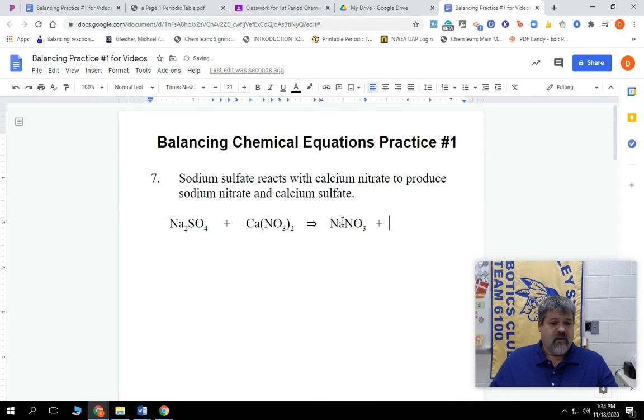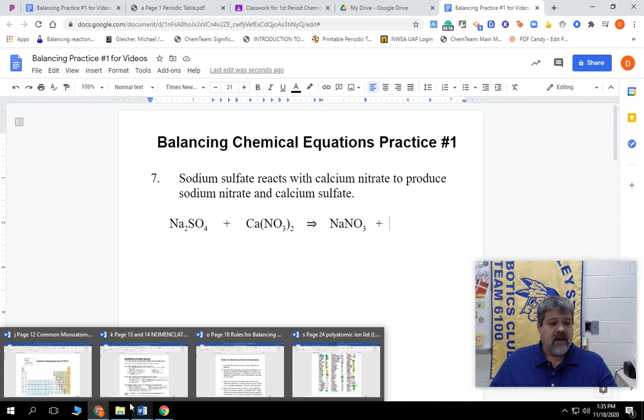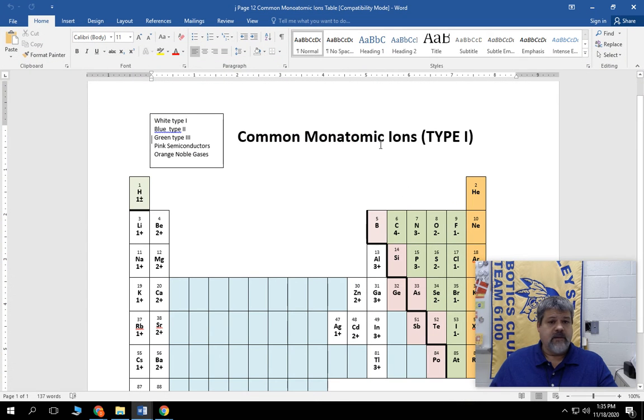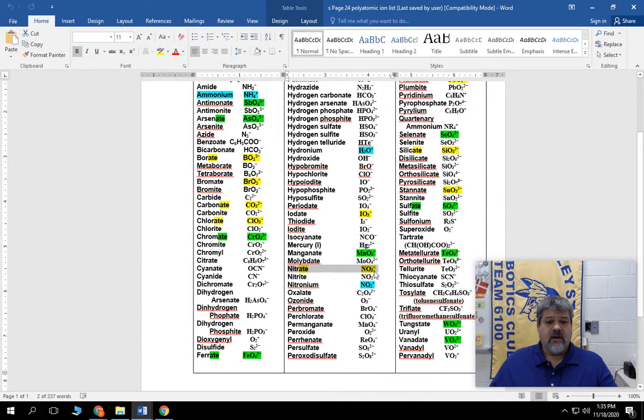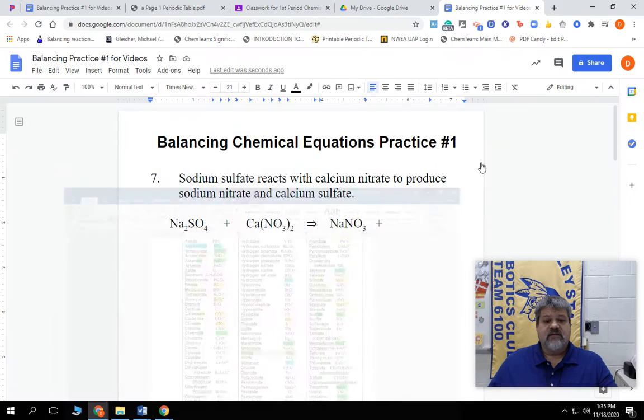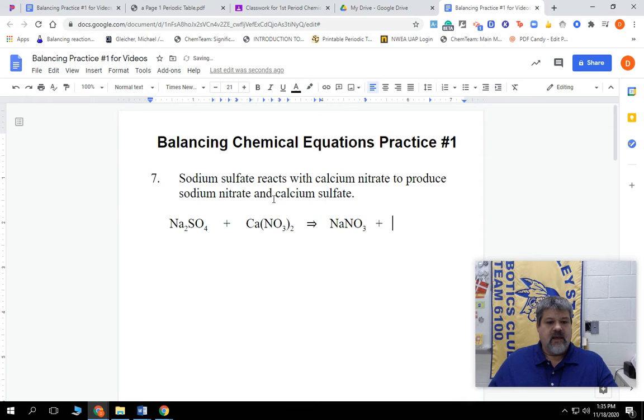And sodium was a +1. Nitrate was a -1. So again, if I'm looking at my sheets, sodium +1, look at my other sheet, nitrate -1. So they automatically cancel each other out. And then we're going to have calcium, which is Ca, and then SO4. And both of them were plus and -2. So a +2 and a -2, so we're going to have Ca SO4. So there is our skeleton equation.